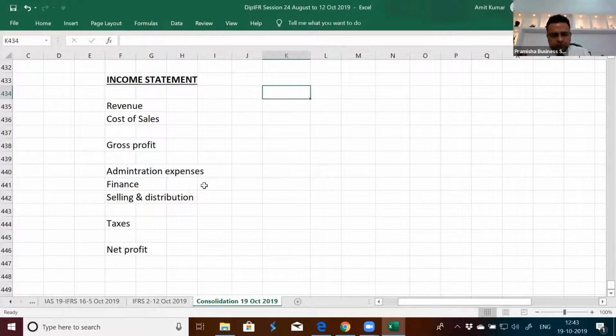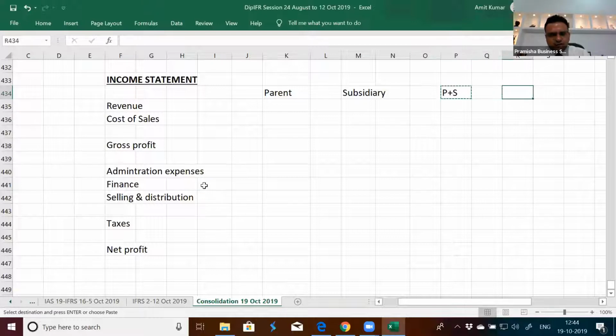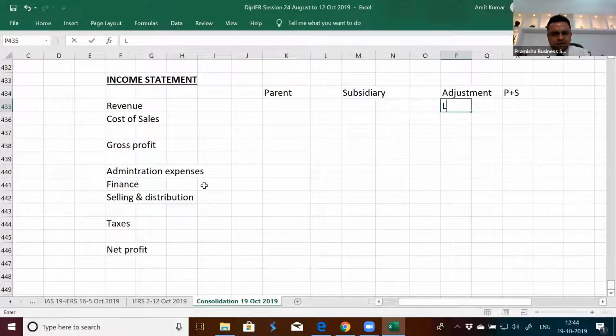So the parent and subsidiaries' revenue and cost of sales will get added as P plus S. Revenue of parent will be added with revenue of subsidiary. If there is an intragroup transaction, that will be eliminated as an adjustment. So there will be an adjustment in the middle, say, less 30,000 intragroup transaction, removed from both sides.